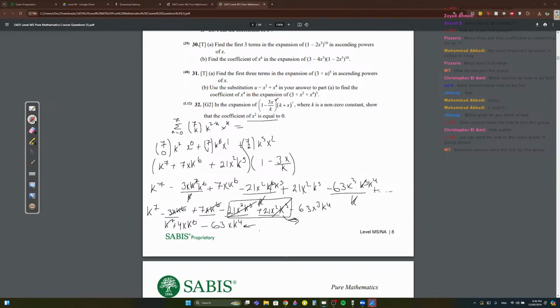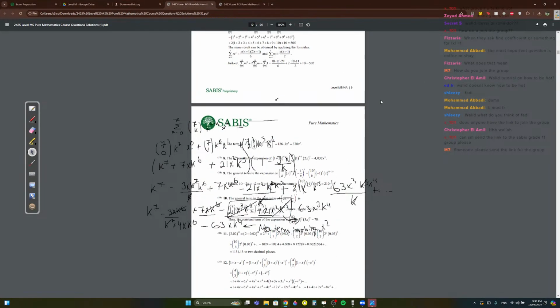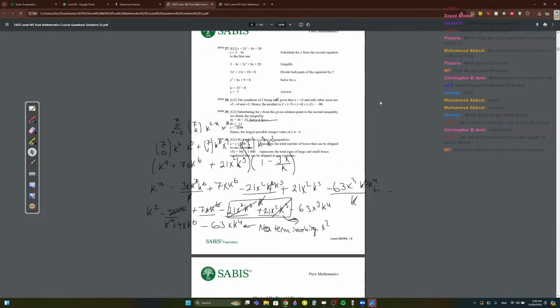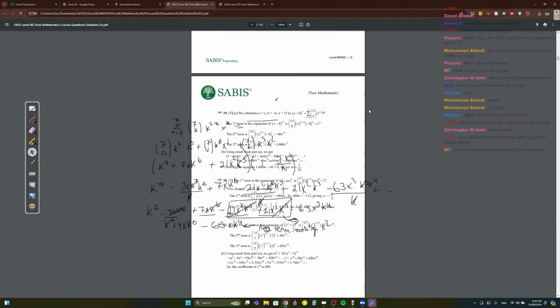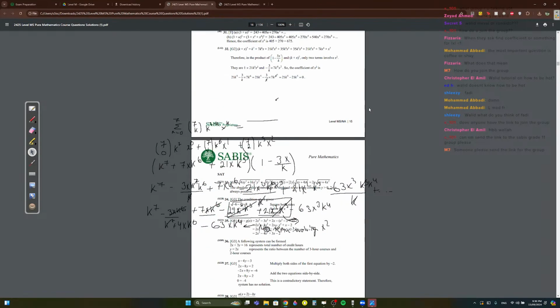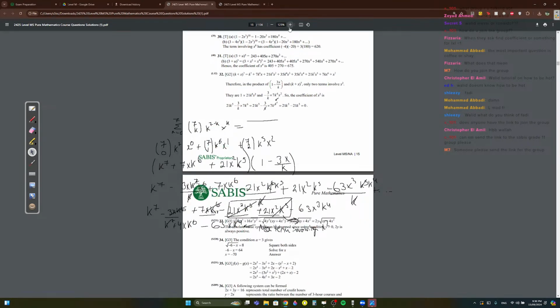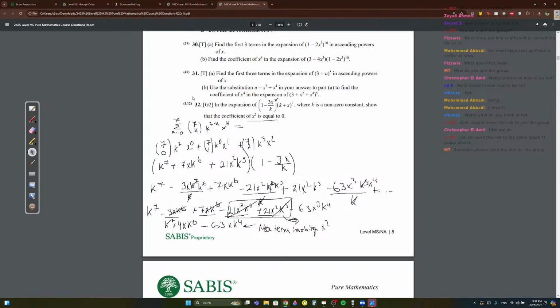Or you can just show in the final answer no term involving x squared. Let me put up the solution, just to show. Yeah, you just show that they equal 0. Okay, like this, we're done.